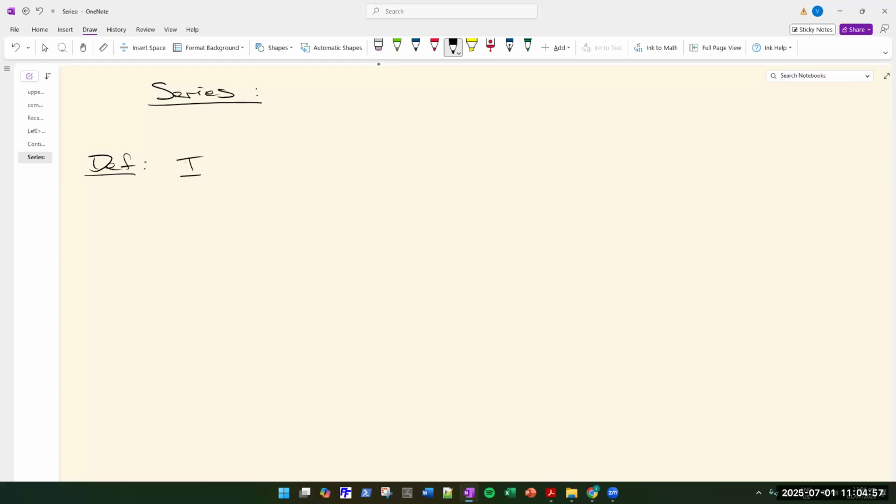So we say, if a_n is a sequence. The idea of a series we saw is closely linked to the idea of a sequence. So if a_n is a sequence of real numbers, we define the partial sums. The first thing we had to do was talk about this thing called the partial sums.